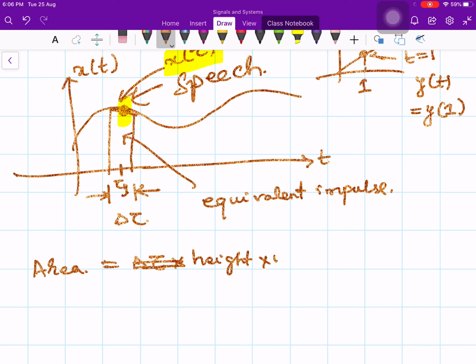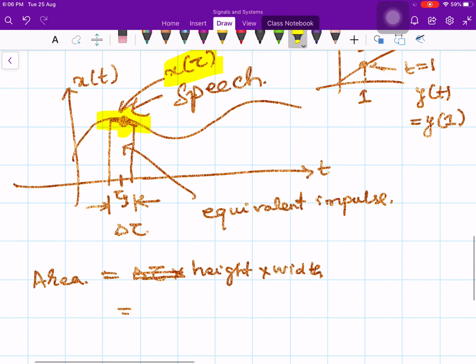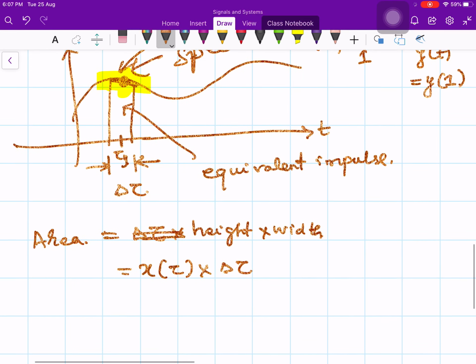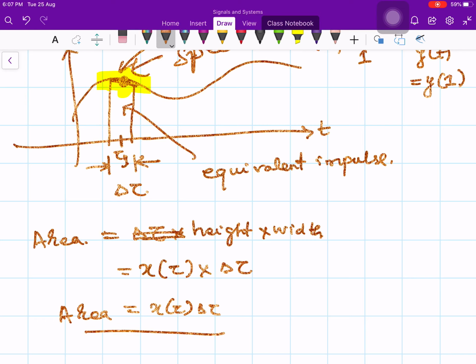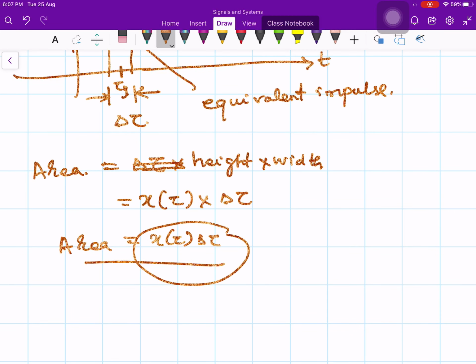Now what is the height here? Height is this one. That height is x of tau. And what is the width? Width is delta tau. So this is x of tau times delta tau. This is the area of the impulse, and this is the magnitude of the impulse, and that impulse is located at t equal to tau.